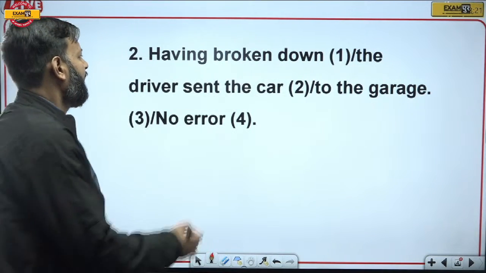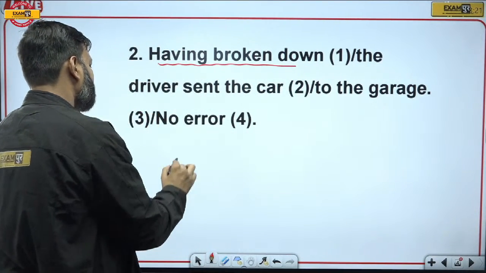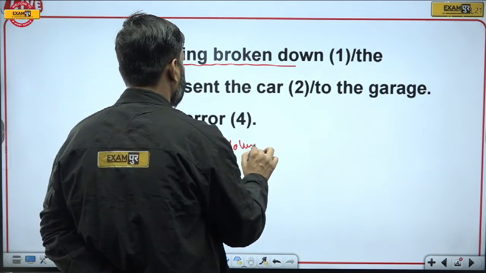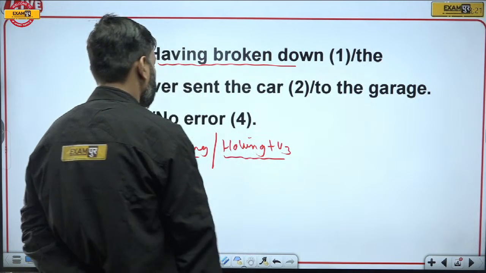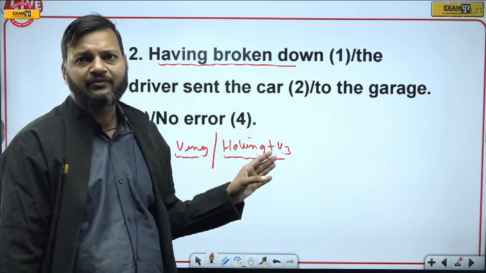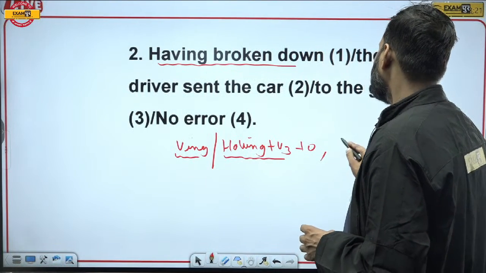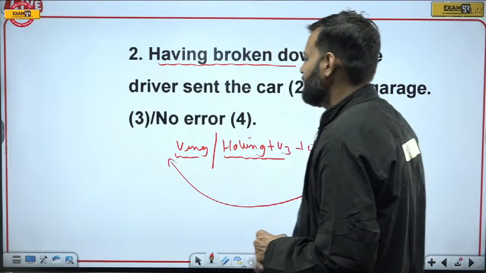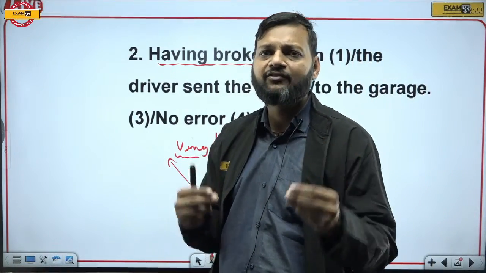See, having broken down, this is perfect participle. Whenever a sentence starts with participle, whether it is present participle, that is ing, or it is having plus third form, the rule is the subject of the second clause should also be the subject of the participle. If the subjects are different, the participle is considered wrong.